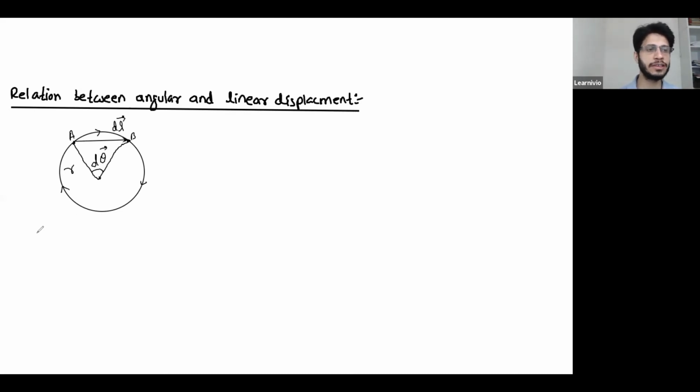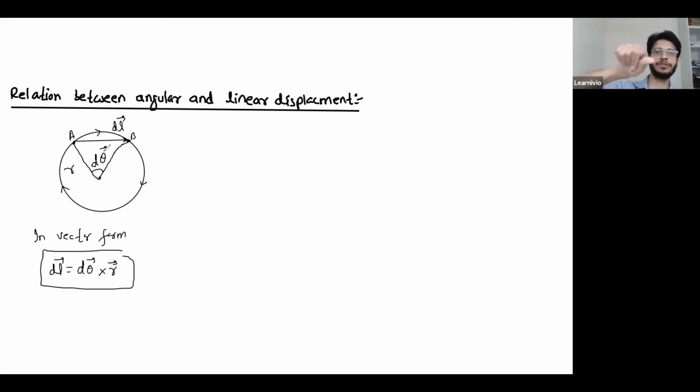To relate d theta, dl and r in vector form, I can simply write dl as d theta cross r. It's the cross product of d theta and r. If you curl your fingers clockwise, the thumb will move inside. So this d theta is inward, and this is your radius vector r.